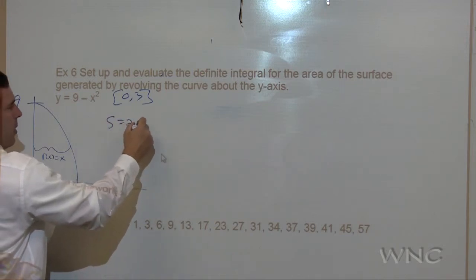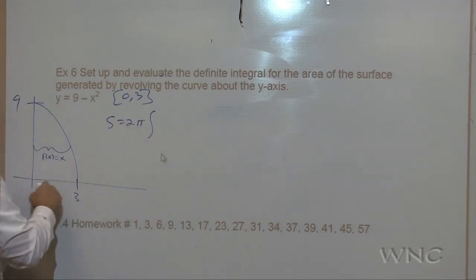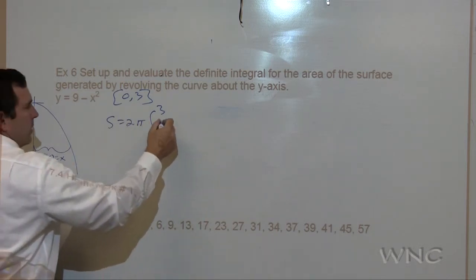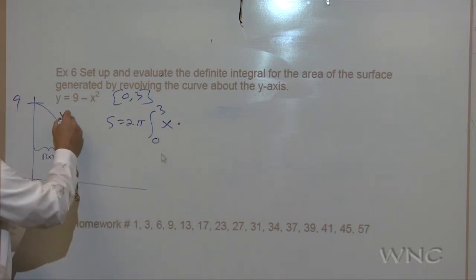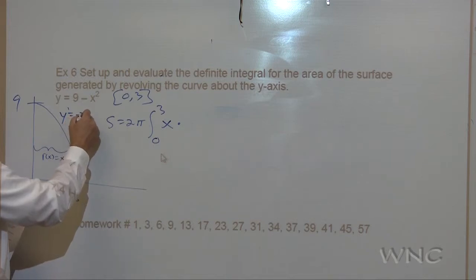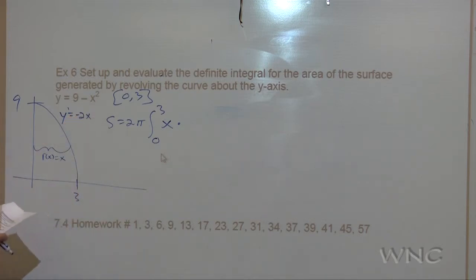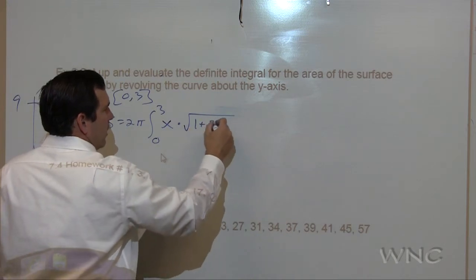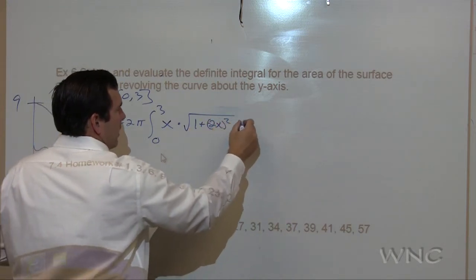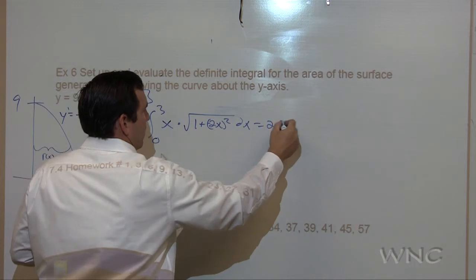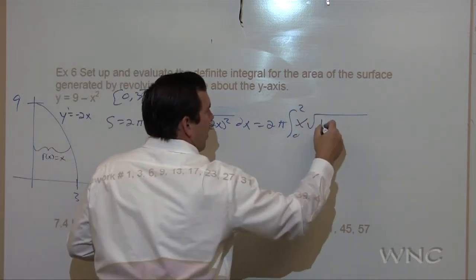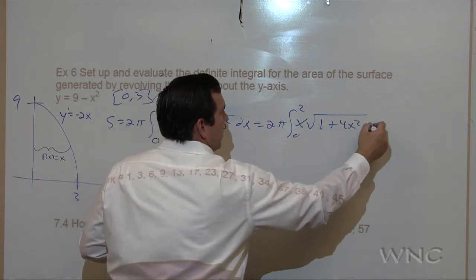S equals 2 pi times the integral from 0 to 3, if we keep it in terms of x, of our r of x, which is x, times, well, what's y prime? Isn't that negative 2x? So it's x times the square root of 1 plus negative 2x squared dx. So it's x times the square root of 1 plus 4x squared dx.